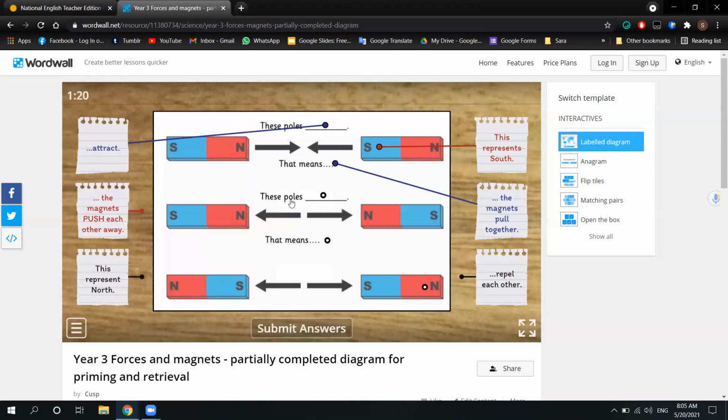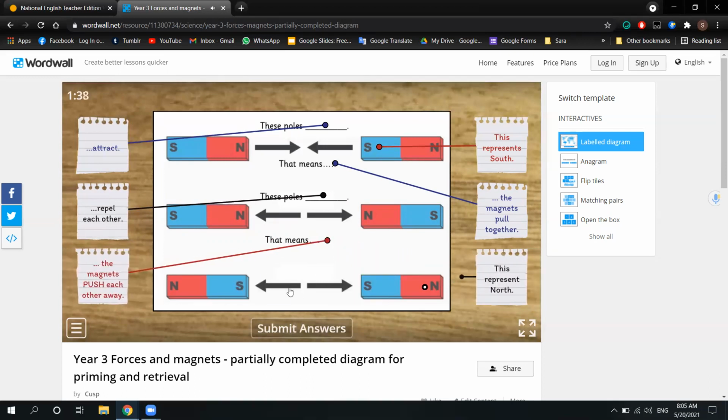These poles. Okay, we have the North Seeking Pole in front of the North Seeking Pole. Do you think that they're going to repel each other or attract each other? Of course, they're going to repel each other because they are the same, right? And that means that the magnets push each other away. Okay, let's see the last one. What about the N? Does it represent the north or the south? Of course, it's going to represent the north. Let's see our answers.